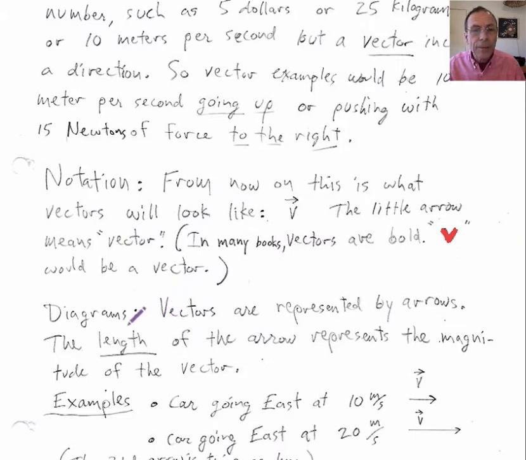Now we're going to be diagramming our physics problems. So we're going to show forces and motions and so on. And to show that, we're going to use arrows. So vectors are represented by arrows. And the length of the arrow represents the magnitude, the size of the vector.